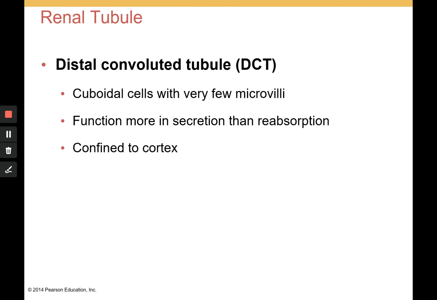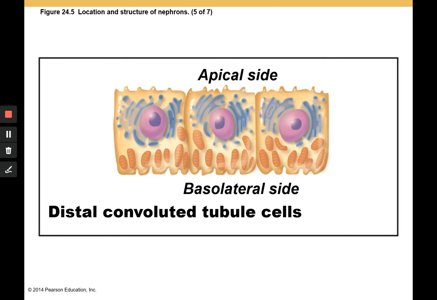Whereas the cells of the distal convoluted tubule are going to go back to being cuboidal. So we saw cuboidal cells in the PCT, and cuboidal cells now are in the DCT. But a main difference here is we don't really see that many microvilli on the cuboidal cells of the DCT. Instead of functioning in reabsorption, which is the primary function of the PCT or proximal convoluted tubule, the distal convoluted tubule functions more in tubular secretion, or really getting waste products from the blood back into the renal tubule. And again, it's confined to the cortex like the PCT was. Here are its cuboidal cells, not as many microvilli, less involved in that reabsorption.